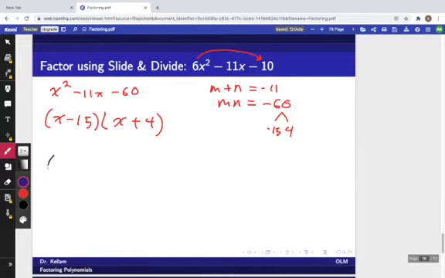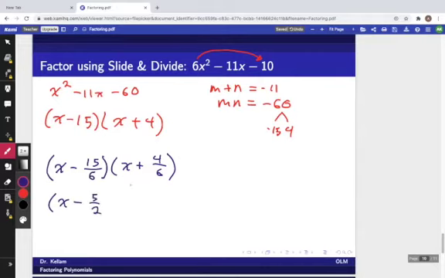And what we do with the divide part is we just take this first term and write it over what we slid. And we do that in both situations. So, like this. Now, 15/6 simplifies into 5 halves, and 4/6 simplifies into 2/3.